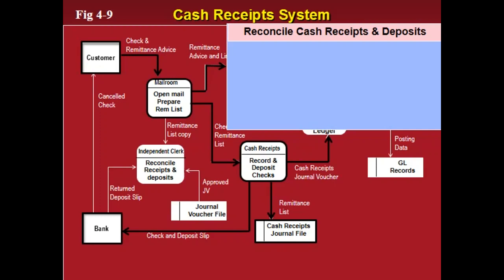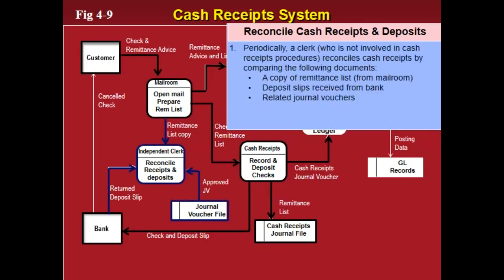Periodically, a clerk who is not involved in the cash receipts function will reconcile the cash receipts by comparing the following documents: a copy of the remittance list from the mailroom, the deposit slips that have been received from the bank, and related journal vouchers. The reconciliation task serves as an independent verification procedure to ensure that all cash receipts are properly accounted for.